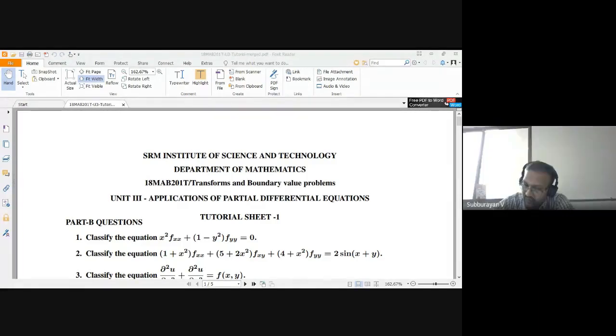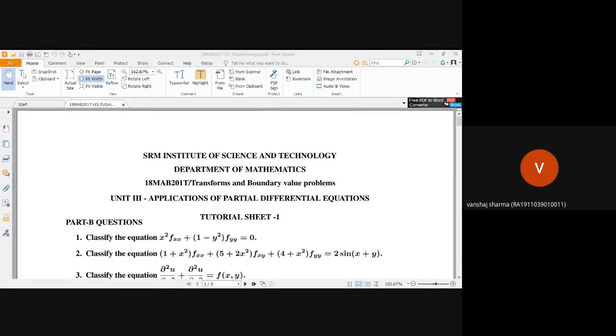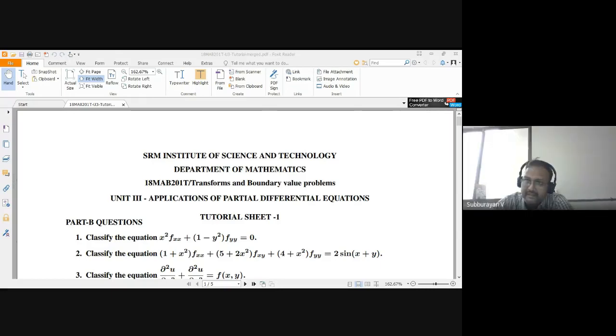Okay, fine. Now, when will it be elliptic type? b² − 4ac should be less than 0. We already have a negative sign, but we have to show that the product terms are positive. We already know that x² is positive, provided x is not equal to 0. The only thing is we have to ensure that 1 − y² is positive. When will 1 − y² be positive?